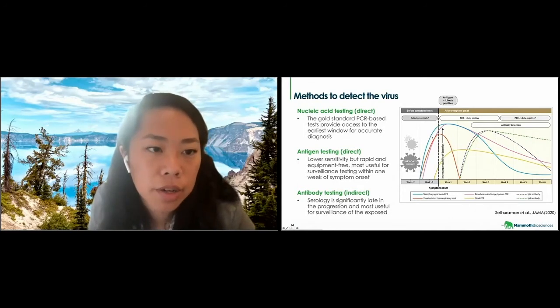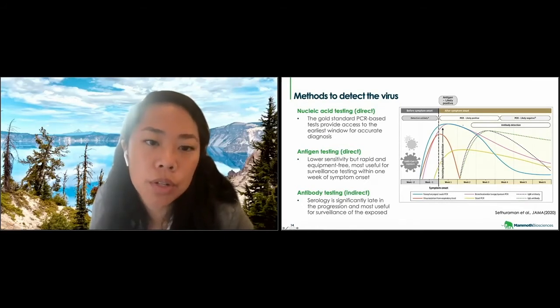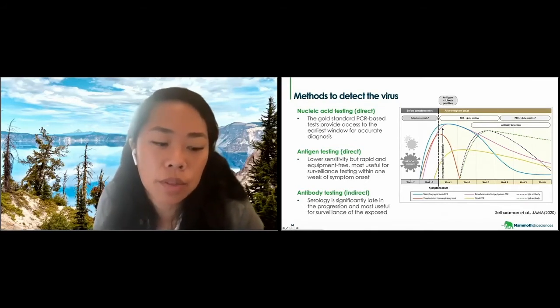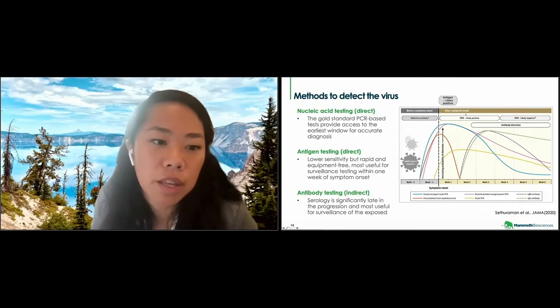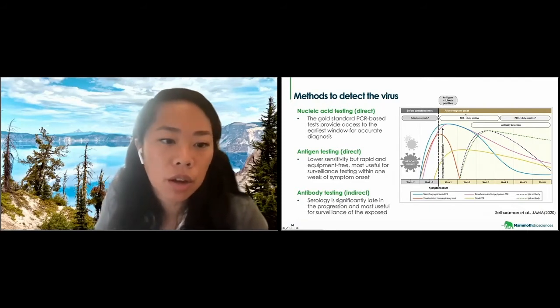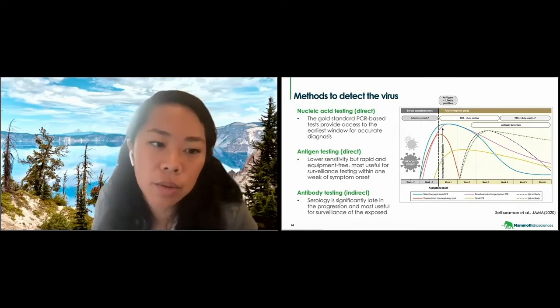The other category of detecting the virus includes antigen-based testing. Again, this is another direct approach that tests for specific viral proteins of the virus. These are typically lower sensitivity, but they are very rapid and equipment-free. Most of these are useful for surveillance testing within 1 week of symptom onset, so they are quite effective a week after symptoms are presented.